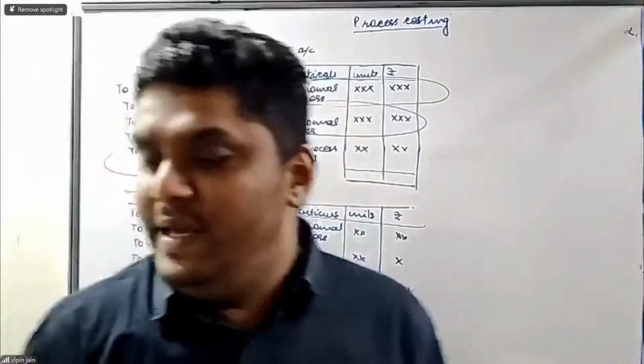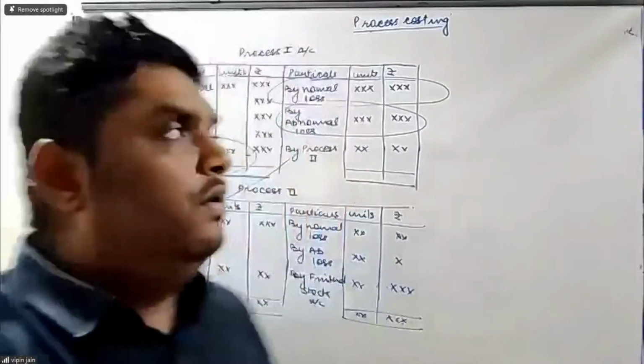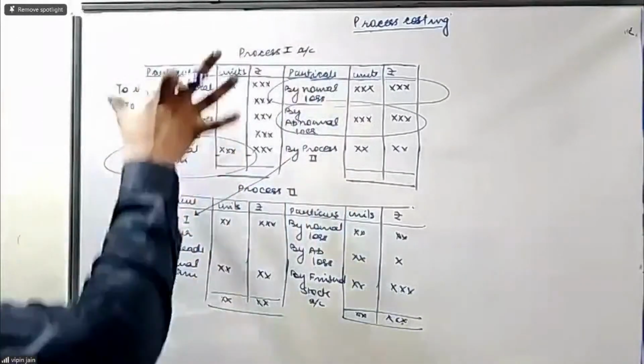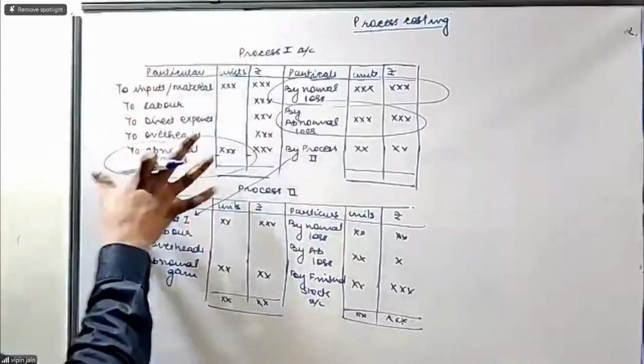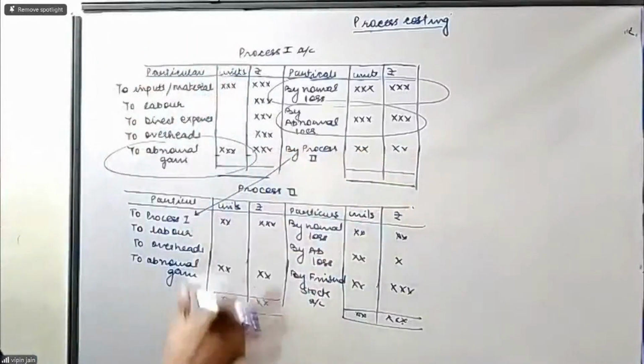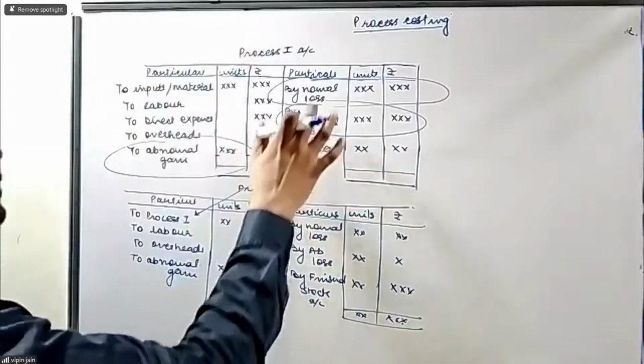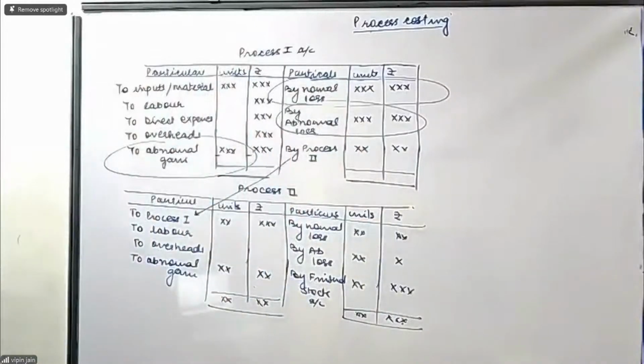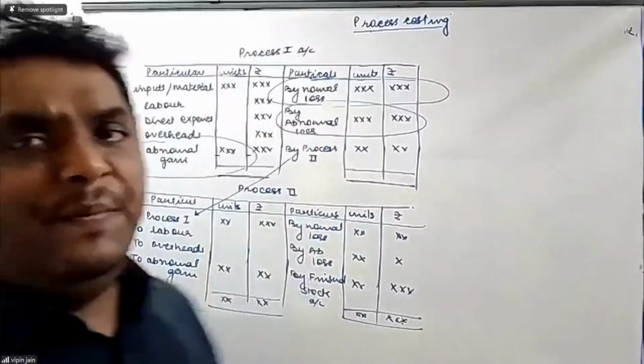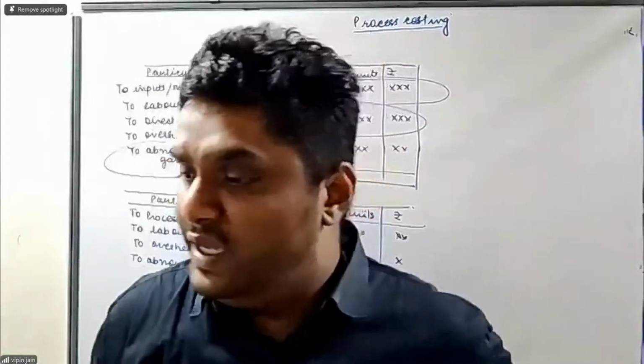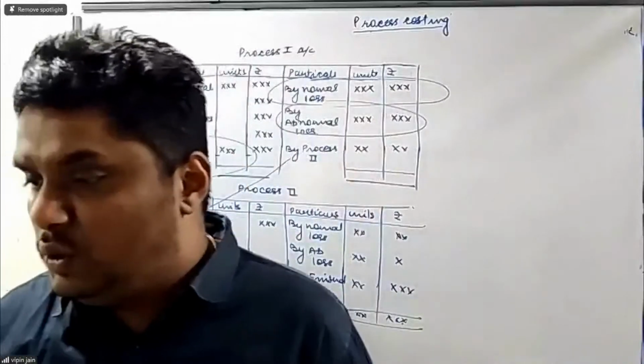So this is the very basic format of process account, wherein very simple, we'll record all the costs and we'll write the output on the credit side. I'll be discussing abnormal loss, abnormal gain separately. So don't worry, guys. So this is how the process account is to be prepared. If you guys have any doubts, you guys can please post your query.